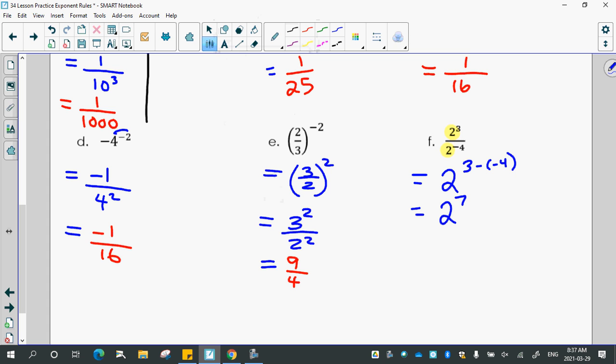Okay, so 2 to the power of 7, subtracting a negative, we got a positive. Now you're going to go to your calculator and evaluate 2 to the power of 7. What'd you get? 128. Good.